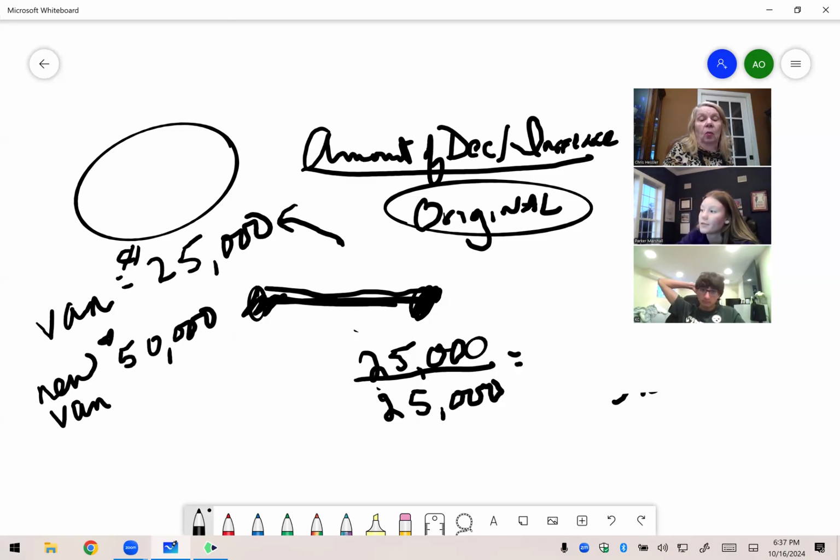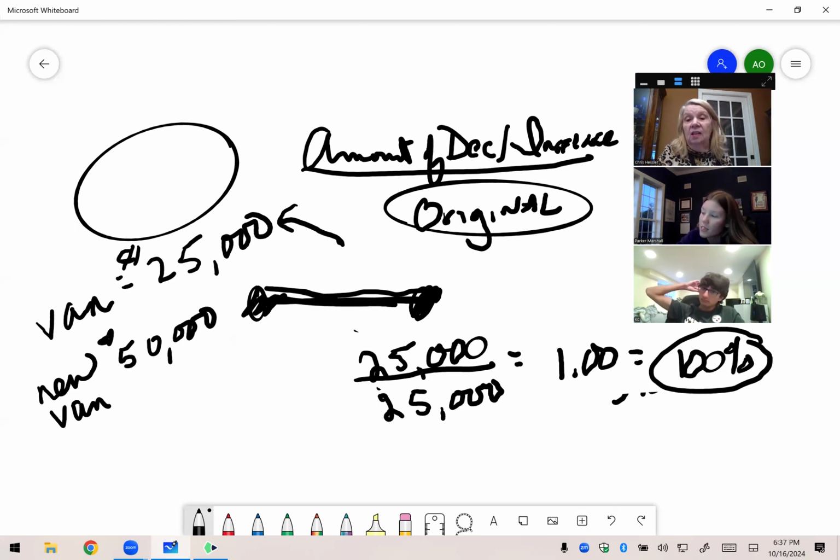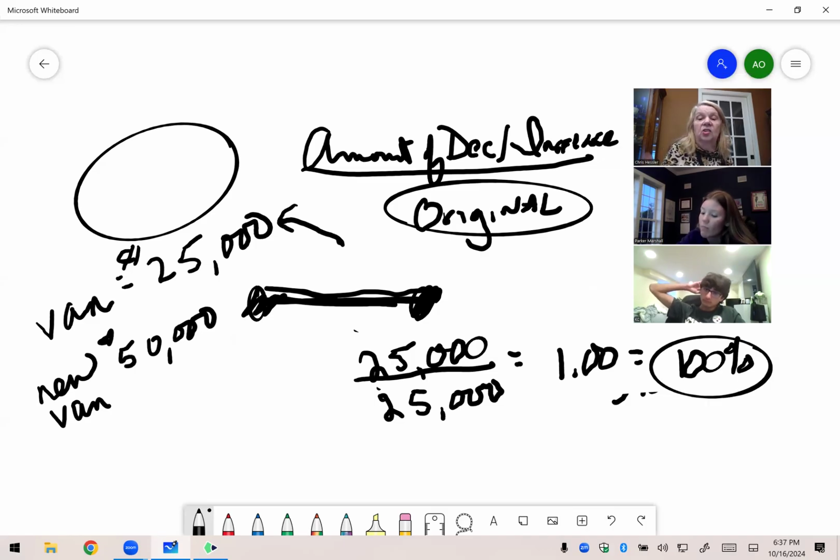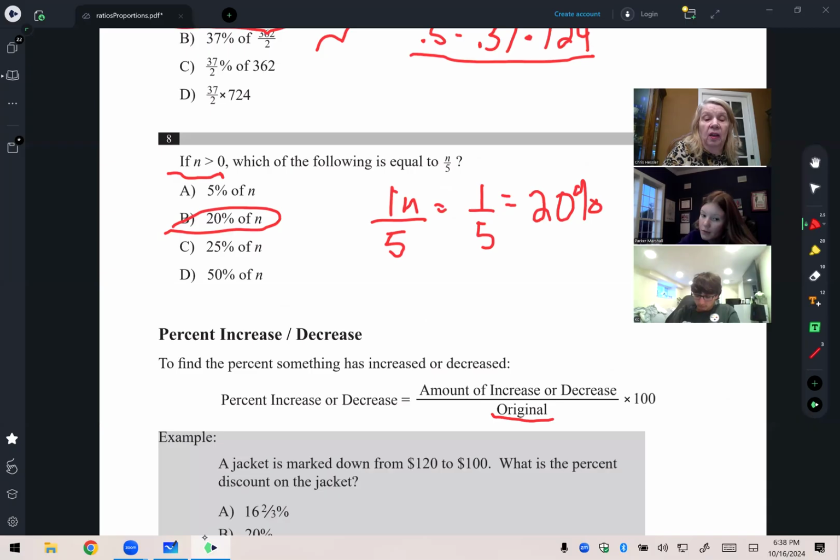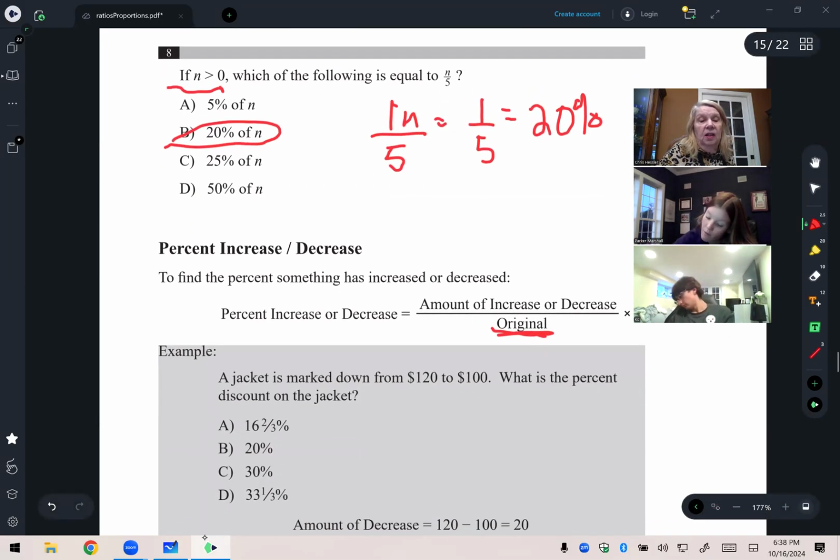So that van went up 1, it went up 100% in value. Does that make sense? Parker's nodding yes. Jace, you're good? Good. So let's look at this problem in the packet. I just want you to remember it's the original. That's what can mess you up. I know it's weird this stuff is on the test.